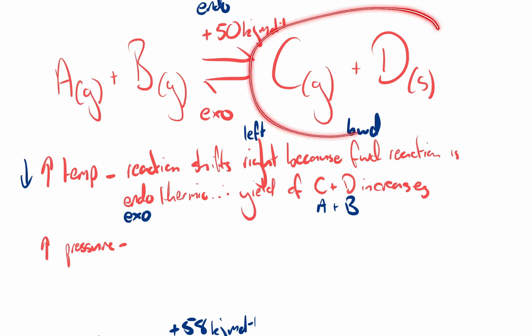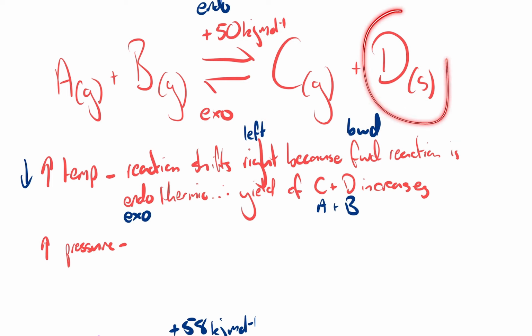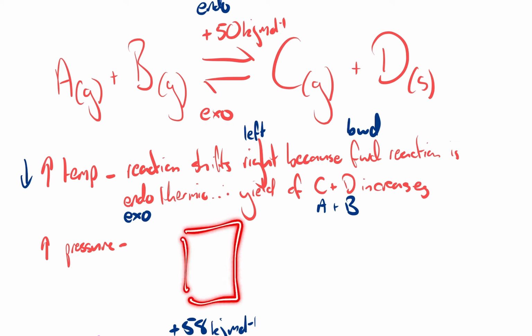And here we've only got 1 mole of gas because D is a solid, right? So if we increase the pressure, the reaction will shift to the side with fewest moles of gas. And very simply, that's because this is going to take up less space, right? So if we increase the pressure, reaction shifts right.